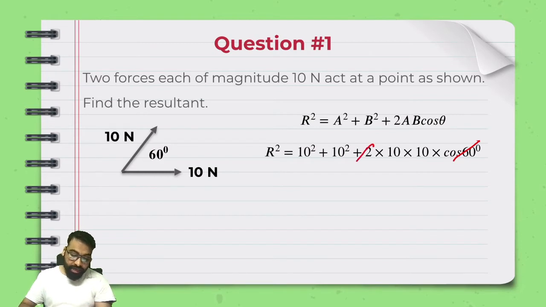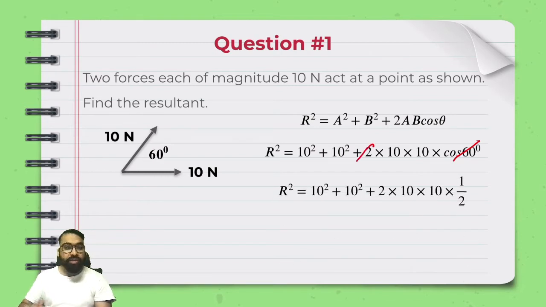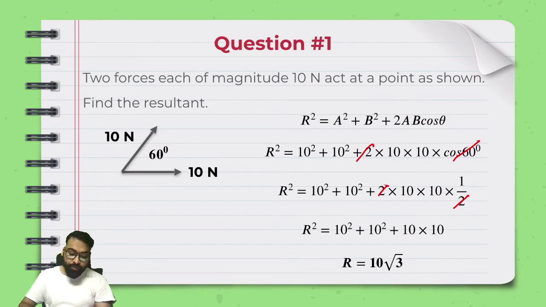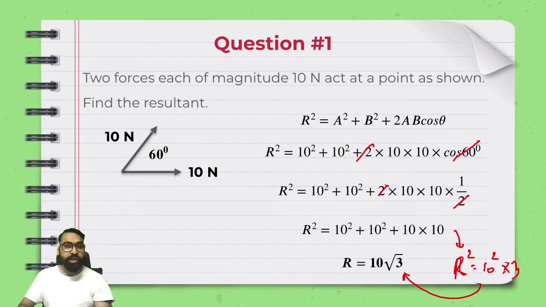So the next thing that I will get is 10 square plus 10 square plus, if you can see, 2 into 10 into cos 60 as 1 by 2. Again, this is going to cancel out. So I think I'll get 10 square plus 10 square plus 10 square again. That is this 10 into 10, I'm saying as 10 square. This means R will turn up to be 10 root 3, because from here I'll read R square equal to 10 square into 3, and from here I'm getting R equal to 10 root 3.